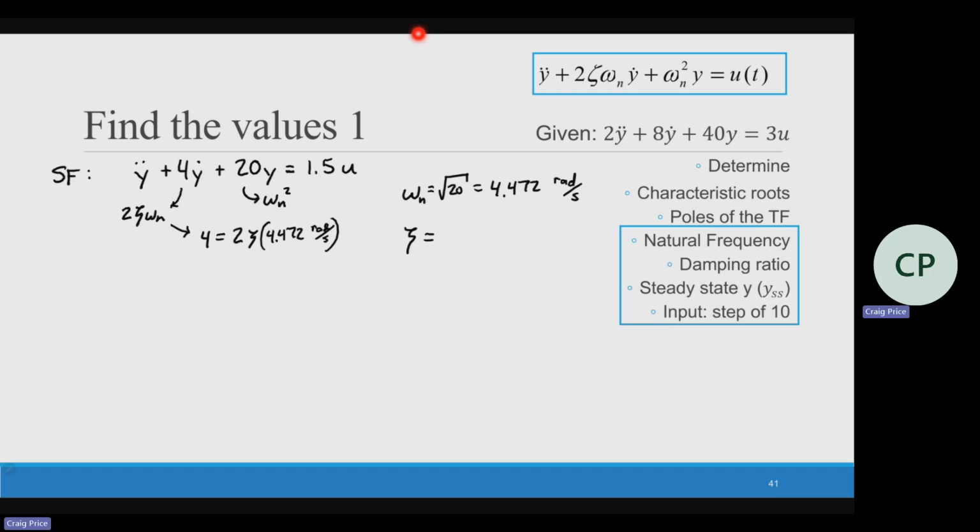Who's got a damping ratio? It should be less than 0.5, I believe. 0.4, really? Wow, I guess that makes sense, which is less than 1. So this is an underdamped system. That's good.